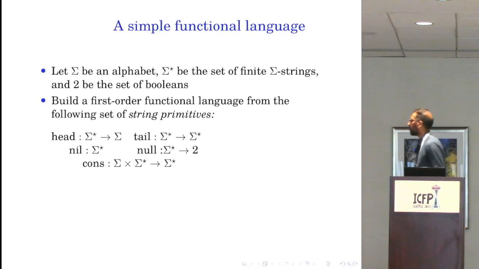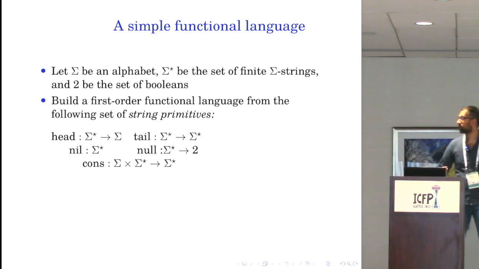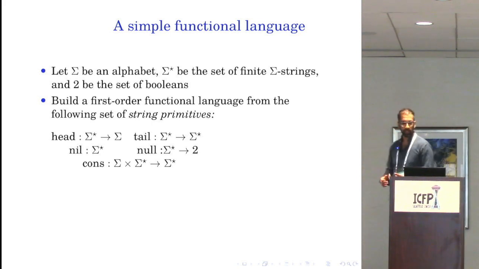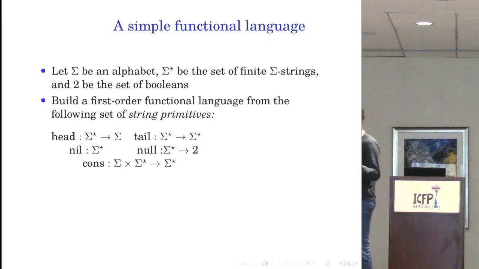We have head and tail, which decompose a string into its first character and the remainder. Nil, which is a constant naming the empty string. Null, which is a test whether a string is empty. And cons, which basically smushes a character onto the front of a string.